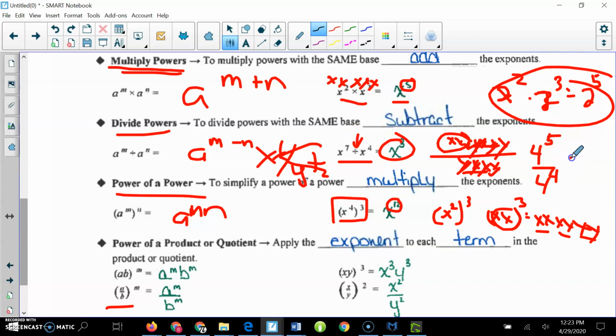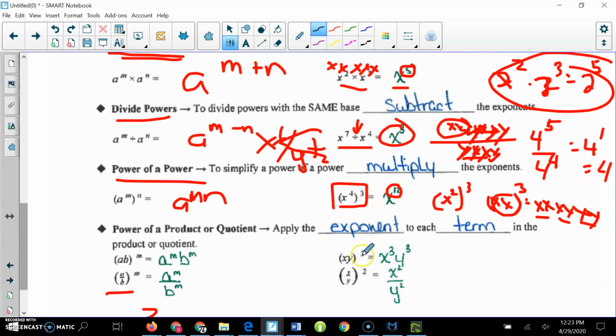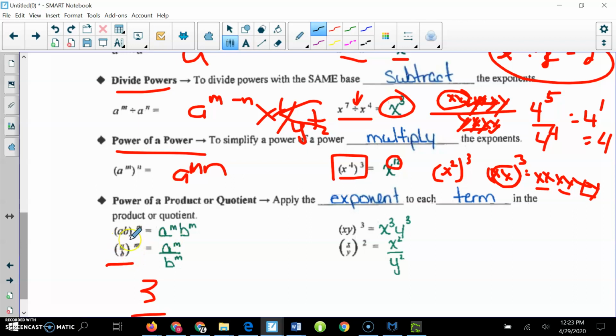What I do is 5 subtract 4 is 1, so I have 4 to the 1, and 4 to the 1 is 4. Okay, so that's that rule there. Some other things: if you have two things like this, 2x all squared, you're going to square both the 2 and the x. So this would be 2 squared, which is 4, x squared, which is x to the squared.